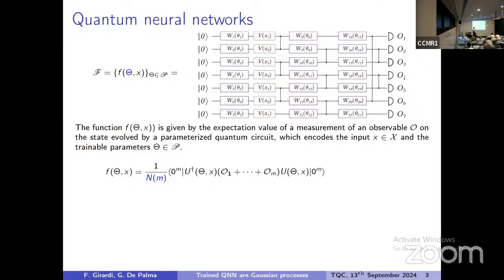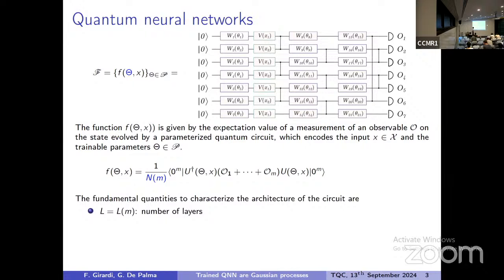So, given an architecture with these properties, what are the main quantities that we should keep in mind during this talk in order to understand the hypothesis of the theorem that I'm going to state? First of all, the number of layers of the circuit, and this number of layers might depend on the number of qubits, because we are going to consider a limit in which the number of qubits, in order to make the circuit over-parameterized, will go to infinity. And so we do not exclude the cases, which are the most interesting, I think, in which the number of layers is not fixed.